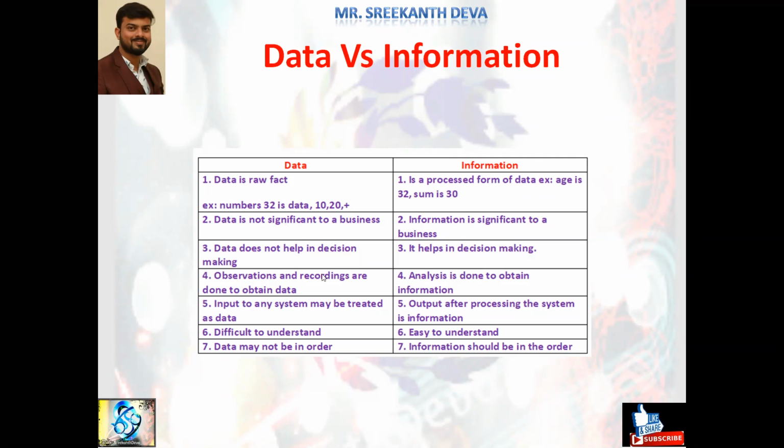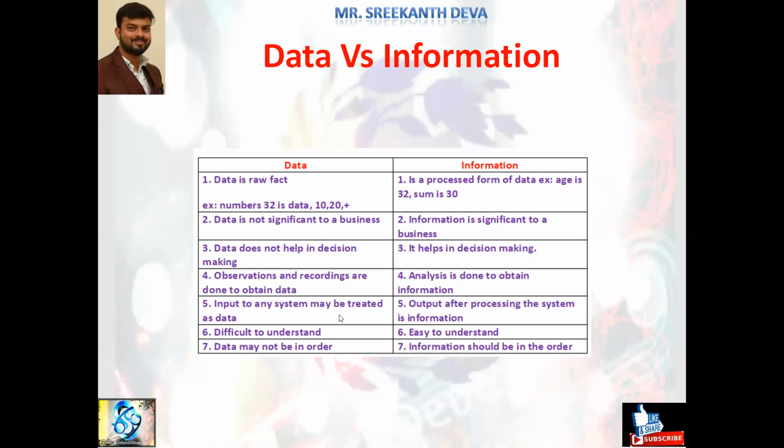Data does not help in decision making, correct? Using data we cannot take decisions, but using information, yes, we can make decisions. Observations and recordings are done to obtain data. Analysis is done to obtain information. Input to any system may be treated as data. I told you that whatever instructions we give to the computer is data. After processing, we get some result, which we can consider output. After processing, the system output is called information.